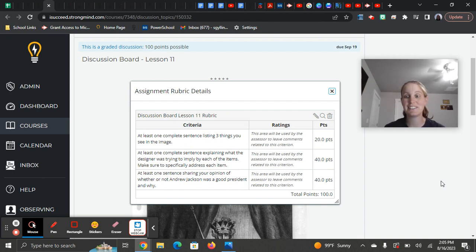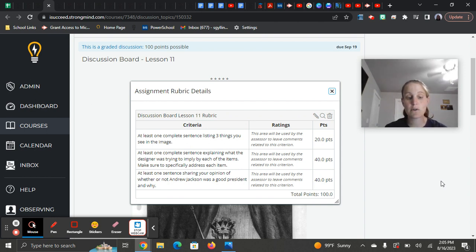So I think personally it's best to have at least 3 sentences here, like 1 for each thing. So I think the scepter represents this. I think the U.S. Constitution represents this in the image. But you have to specifically address each of those 3 things. You can do it in at least 1 sentence, but if you need more, that's totally fine too.